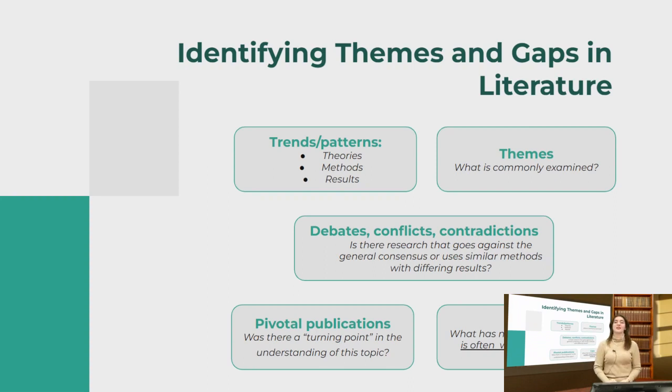Another interesting way to do this is to look up debates, conflicts, and contradictions. So if there's a piece of research or several pieces of research that go against the general consensus, or if there's an instance of similar methods being used and showing different results, that might be a way that you want to identify your literature and think about those connections, right? Once again, you want to look at those pivotal publications, if there were turning points in an understanding of a topic, if it got a lot of citations, or if it really changed the way that your field of study viewed this issue.